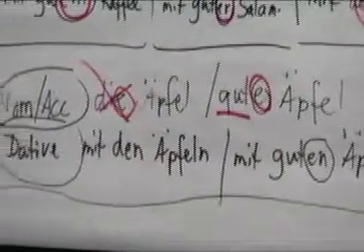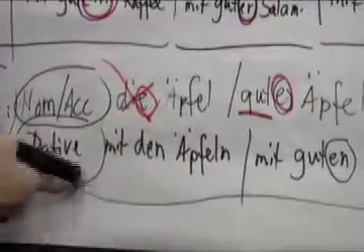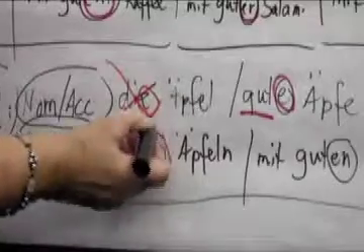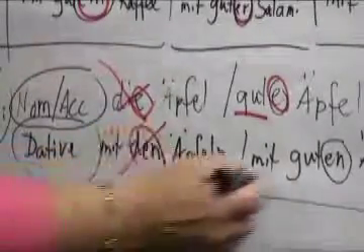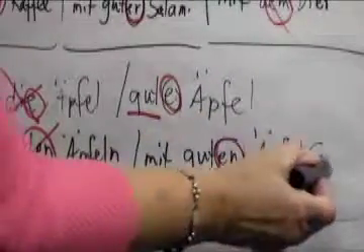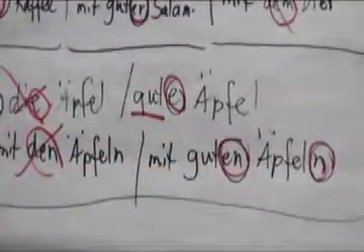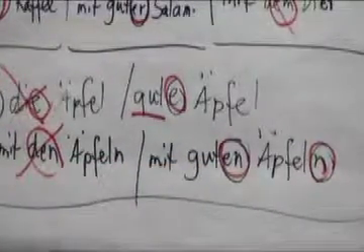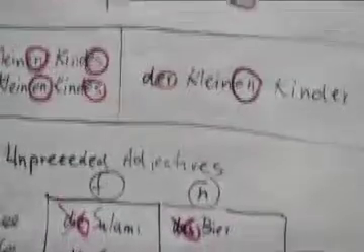And now if we are coming with the apples, so dative, again, dative plural is den. We don't need the article, we only need to borrow the ending and stick it on the adjective. Mit guten Äpfel, and since it's a dative plural, we have to add an n. So mit guten Äpfeln. And this is an overview of all the different adjective endings.